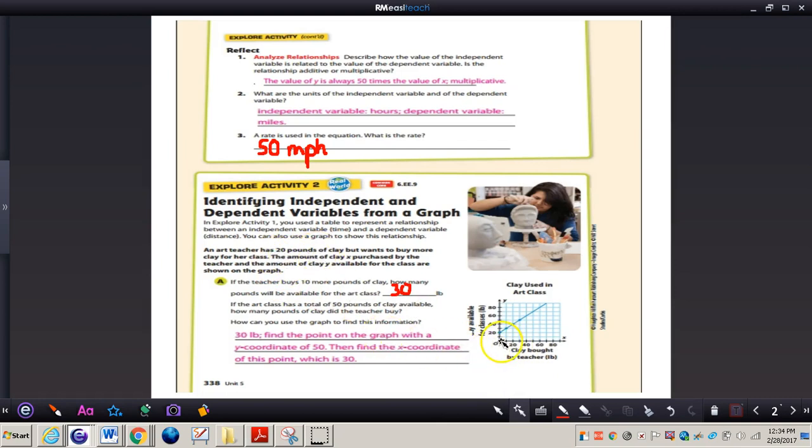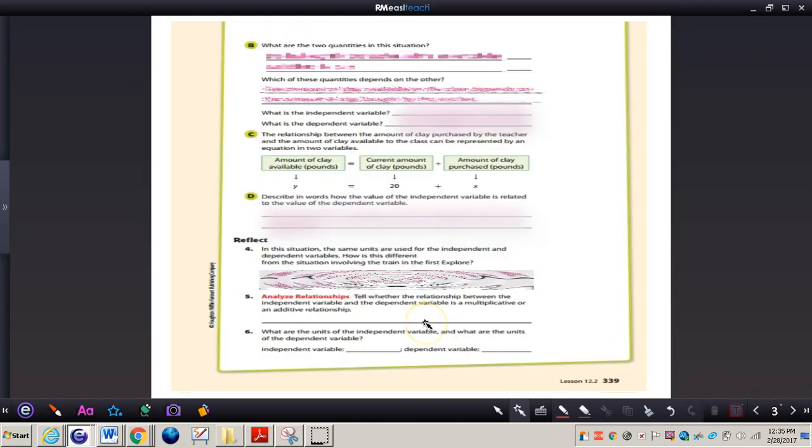And we can see that in our graph because the first point on the graph had an x-coordinate of 0, y-coordinate of 20. And we can also see from the label that 20 represents the amount of clay available for the class. Now let's continue to take a look at this problem on page 339.